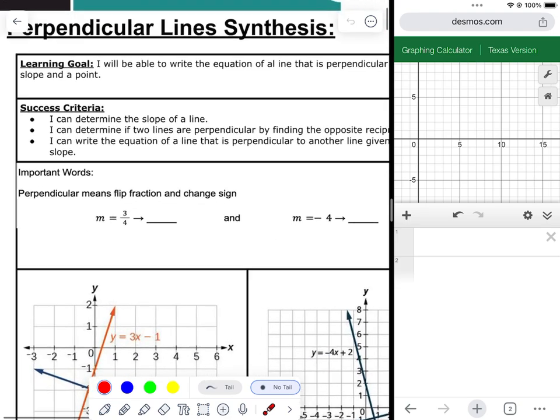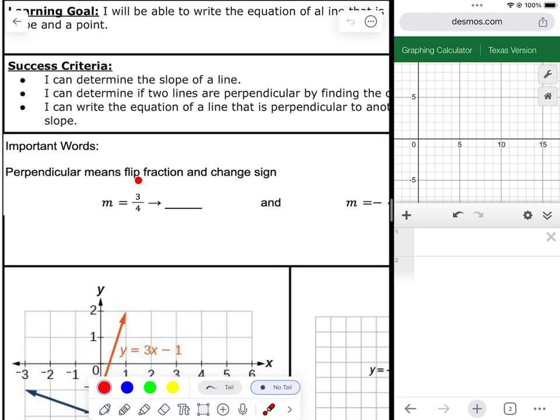So remember, what perpendicular means is to flip the fraction and change the sign. So when I look right here and see this is 3 over 4, flip the fraction means we're looking at 4 over 3, and change the sign means I'm going to make it negative if it's positive.